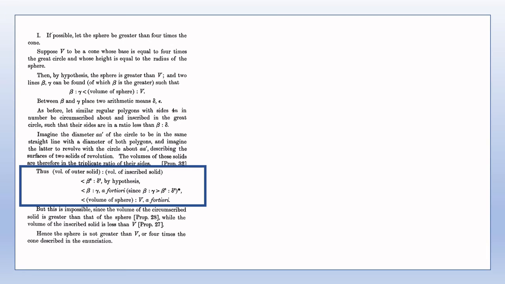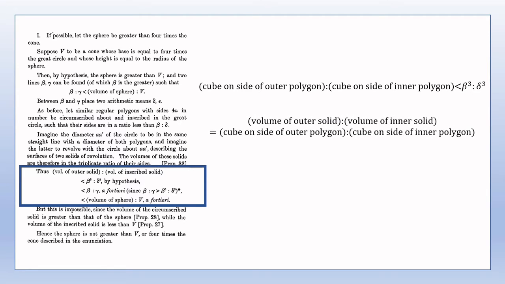And since we know that by construction, the side of the outer polygon to the side of the inner polygon is less than beta to delta, then using a similar approach to the one that I gave in relation to proposition 5 in the previous video, with a suitable extension to cubes, it can be shown that the cube on the side of the outer polygon to the cube on the side of the inner polygon is less than beta cubed to delta cubed. And since the volumes of the solids are in the triplicate ratio of their sides by proposition 32, then the volume of the outer solid to the volume of the inner solid is equal to the cube on the side of the outer polygon to the cube on the side of the inner polygon.